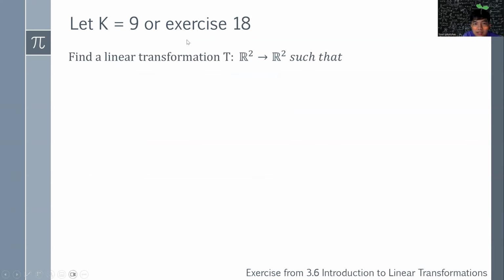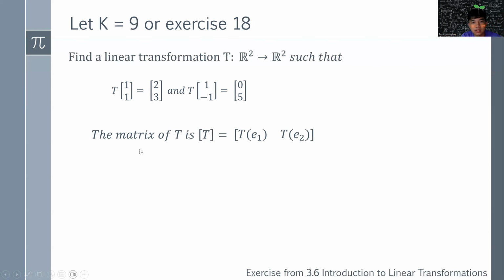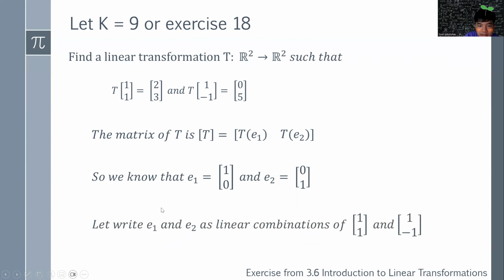So move to exercise 18. Find the linear transformation R2 to R2 such that T(1, 1) equals (2, 3) and T(1, -1) equals (0, 5). So the matrix of T is T(e1) and T(e2), and we know that e1 equals (1, 0) and e2 is (0, 1). So we can write e1 and e2 as a linear combination of (1, 1) and (1, -1) here.